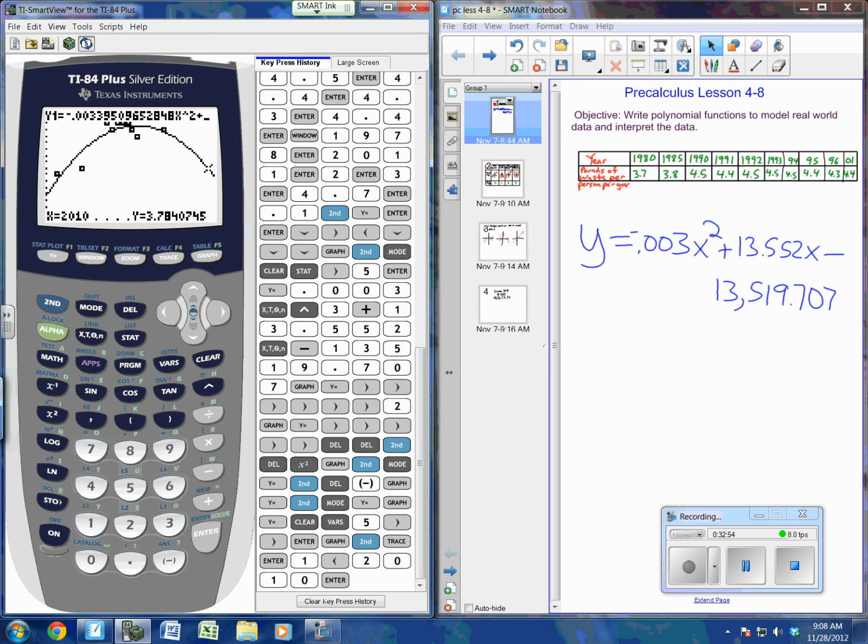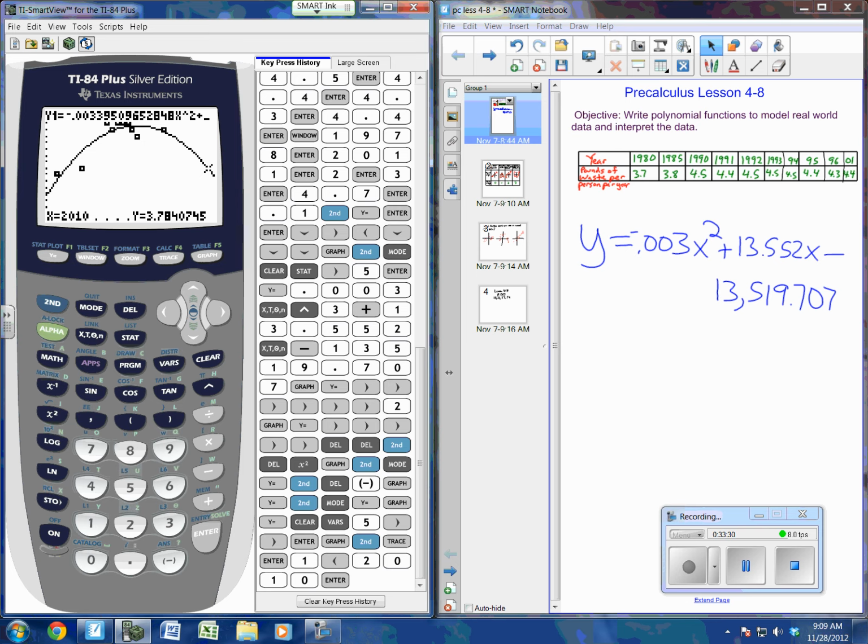And it tells me it's going to be about 3.78. I don't know if that's the actual amount. If someone wants to Google it and see what the actual amount of waste per person is, that would be great to see. Okay, but about 3.78 is the prediction that we're making. And that's the whole idea of modeling real-world data, is to come up with an equation that models the data so that we can make future predictions. And that's what mathematicians do with this information.